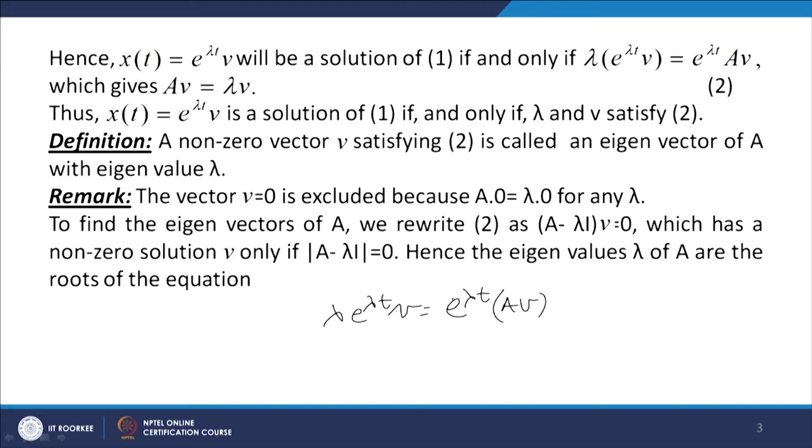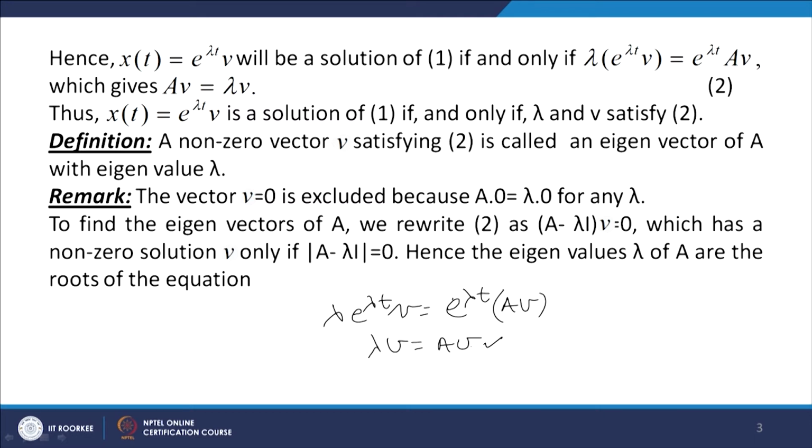Now, e to the power lambda t is never 0 for any value of t. So, we can divide this equation by e to the power lambda t and we get lambda v equal to Av. So, x t equal to e to the power lambda t into v will be a solution of equation 1 if and only if we have Av equal to lambda v. Thus, x t equal to e to the power lambda t into v is a solution of equation 1 if and only if lambda and v satisfy Av equal to lambda v.